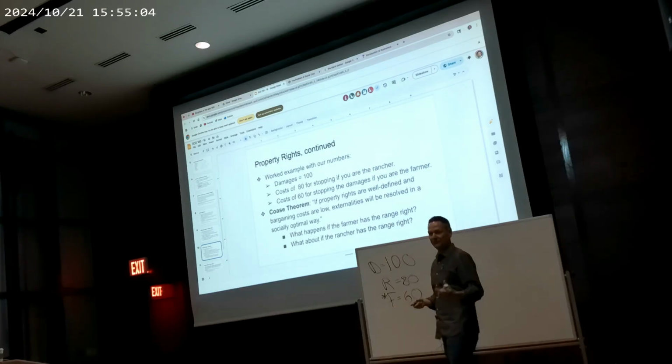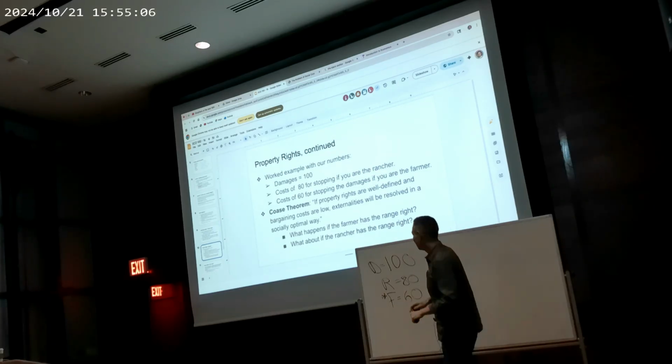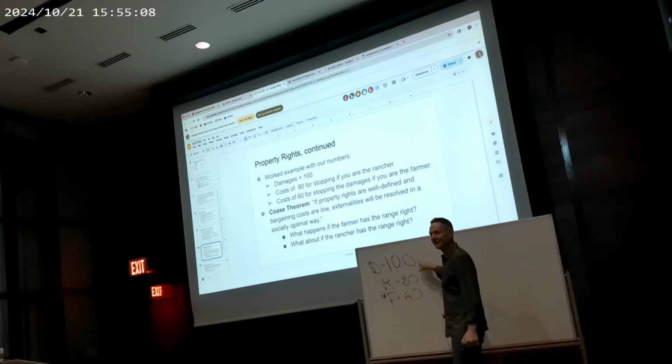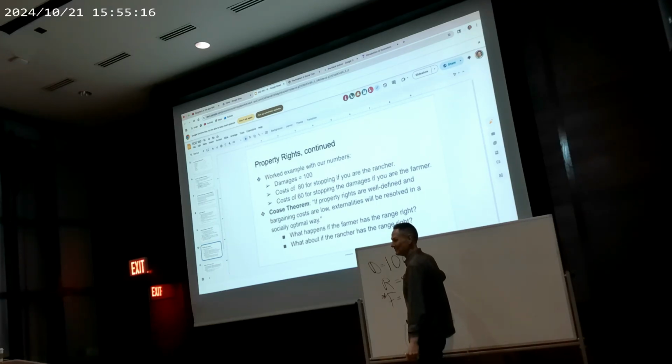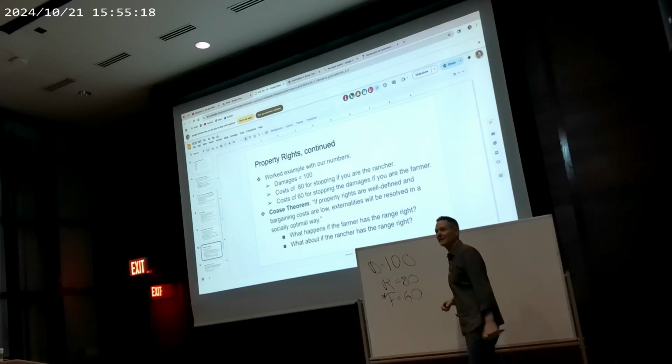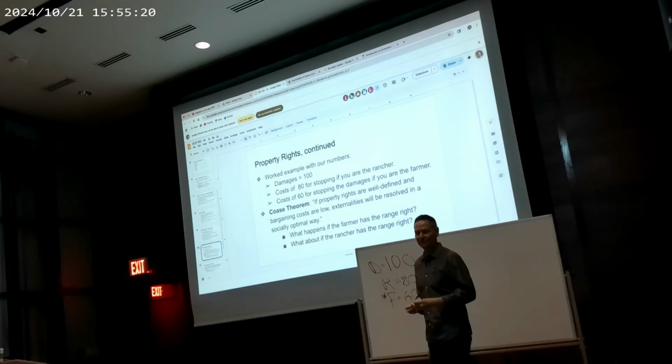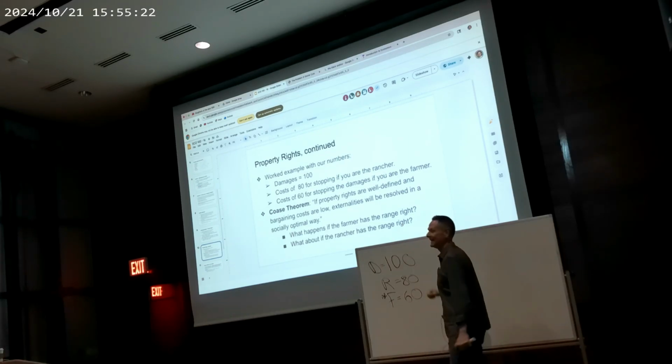Now, that's tough news for the rancher. If there's trampling, he's going to have to pay $100 in damages to the farmer. That's what it means to have the right. You have to be compensated if you're impacted. The rancher might then say to himself, oh, this sucks. I have to build a corral. It's going to cost me $80.